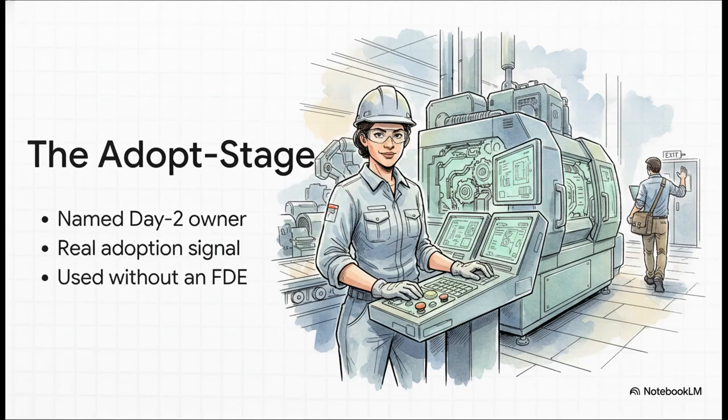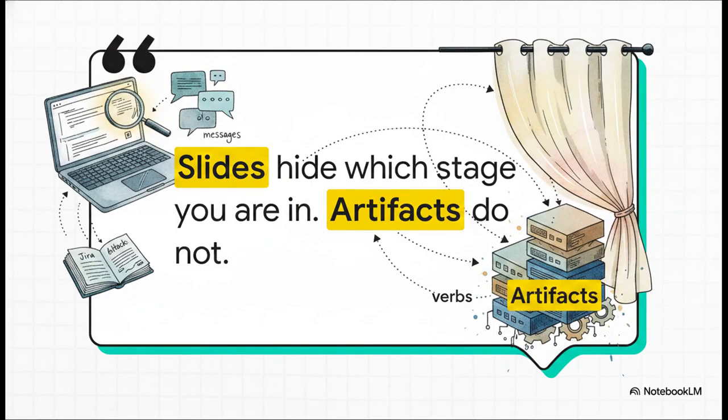You only actually pass this stage when you have a named Day 2 owner, a measurable business signal that has moved, and operators like Pam Cheng, the QC lead, running the whole new workflow entirely without an engineer hovering in the room. The golden rule to take away from all of this is simple. Read your project's artifacts, not its slides. You have to learn to read the verbs in Jira tickets, in GitHub commits, and in random Slack messages. Slides are beautifully designed to tell you everything is fine. Artifacts, though, artifacts tell you the truth.